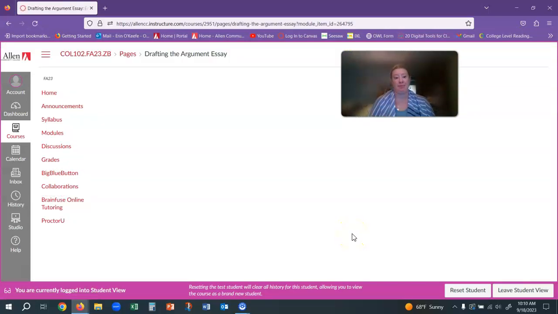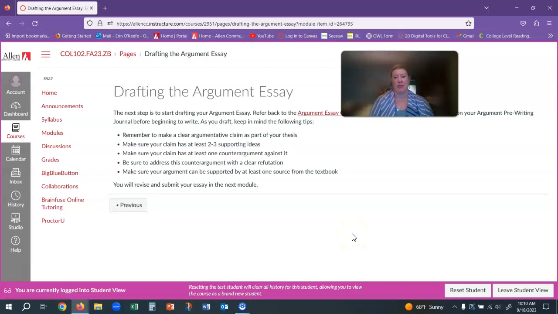And then I've just got a little bit of information here about drafting the argument essay, reminding you that we're still working on this. In the next module is when you'll actually turn the essay in. Some of you do need more than a week to write an essay, and so at this point you should be thinking about how are you going to turn your plan from your pre-writing journal into an actual essay. And so these are just some points to think about. In the next module then is when you'll actually draft the essay and turn in a final draft for that.